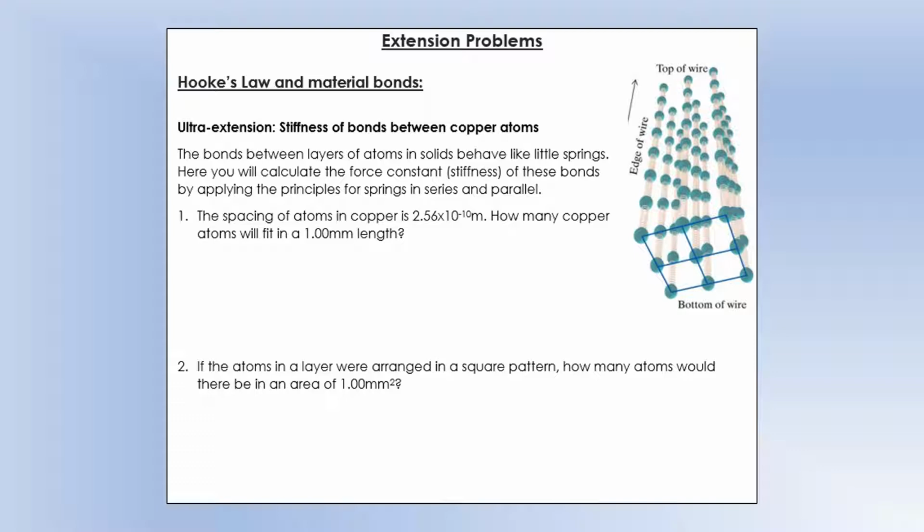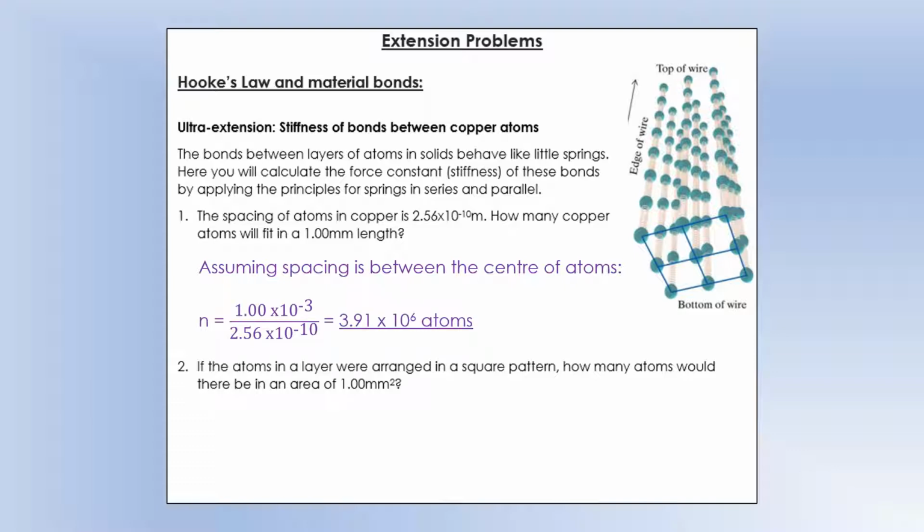So first of all, we're given the spacing of atoms is 2.56 times 10 to the minus 10. How many atoms will fit in a 1 millimeter length? So in order to solve this, I'm assuming when we're told what the spacing is, that's the distance between centers. So we're not going to have to think about the actual volume or size of the atoms themselves. Okay, so that's an assumption I'm making here.